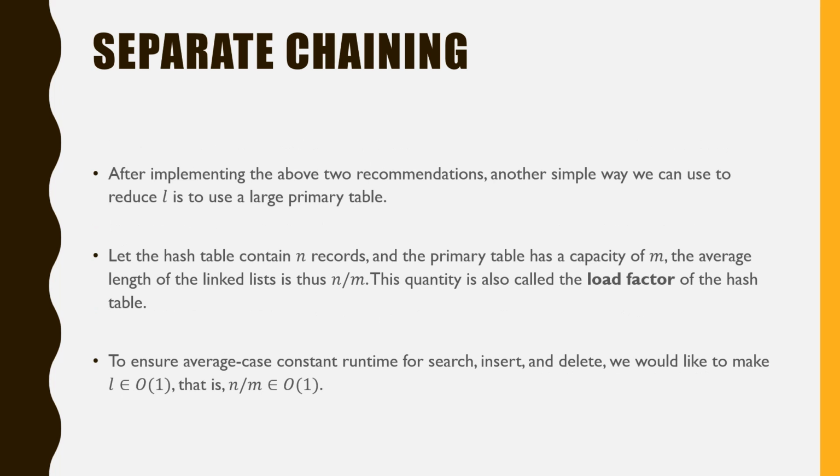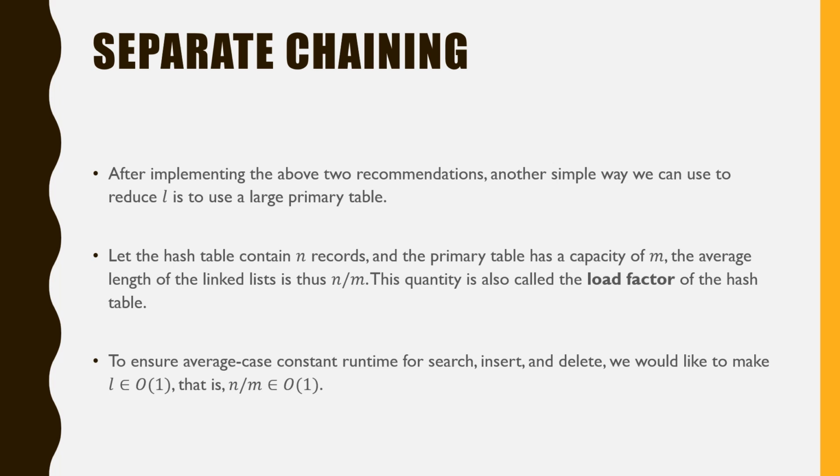After implementing the above two recommendations, another way we can use to reduce L is to simply make the table larger. Assume that the hash table contains n records and the table size is m. Then, if we can distribute these n records evenly across the m buckets, each bucket should contain n over m records on average. Note that n over m corresponds exactly to the average linked list length, L, we used before. This quantity is also called the load factor of the hash table.